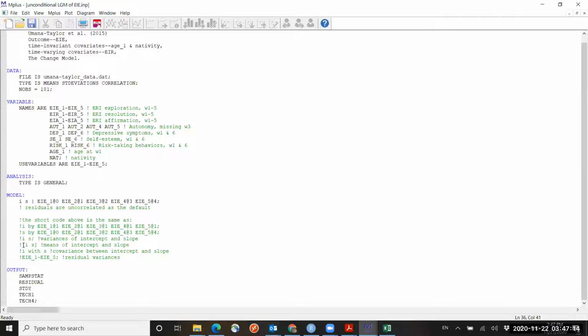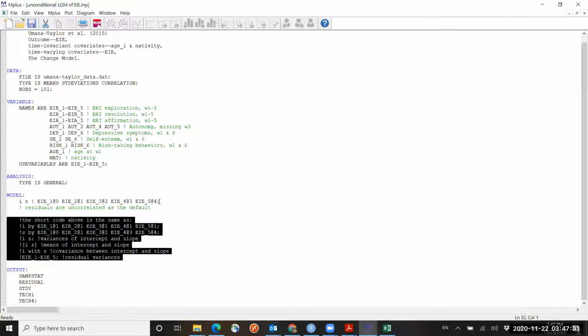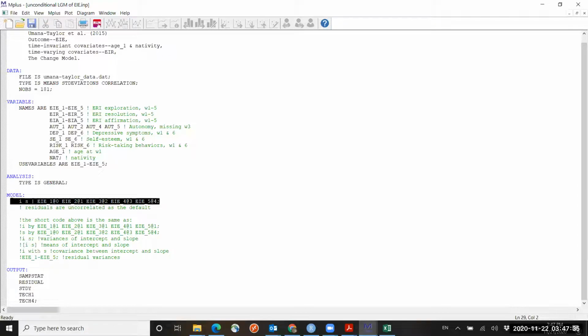The means are specified in black brackets, so I and S. The covariance between intercept and the slope, I with S, and the residual variances, which I use the shortcut here, is IE1-IE5 instead of writing all of them now. So this is writing in a more complete way what you can accomplish with just one line.